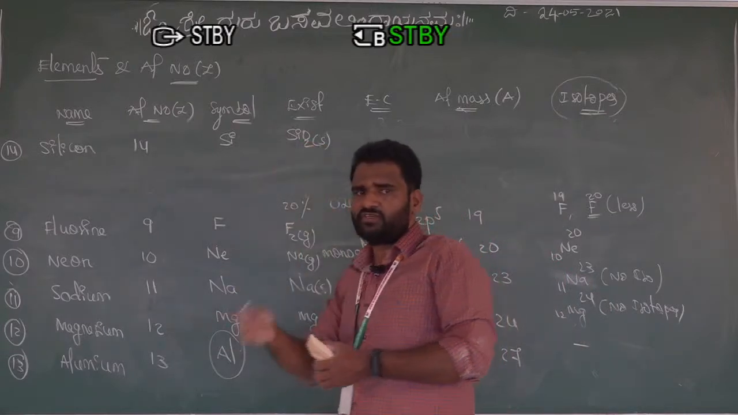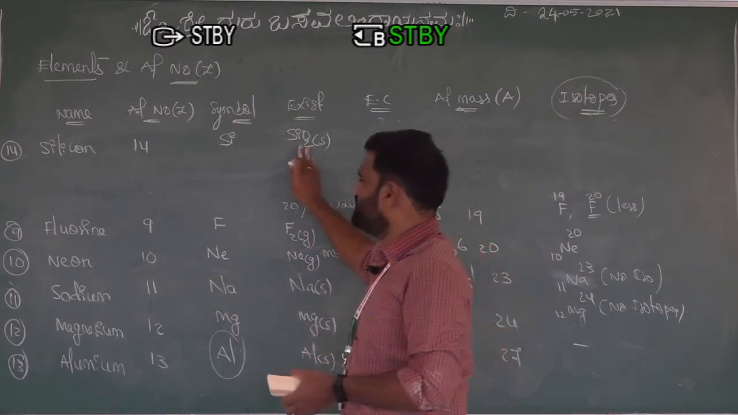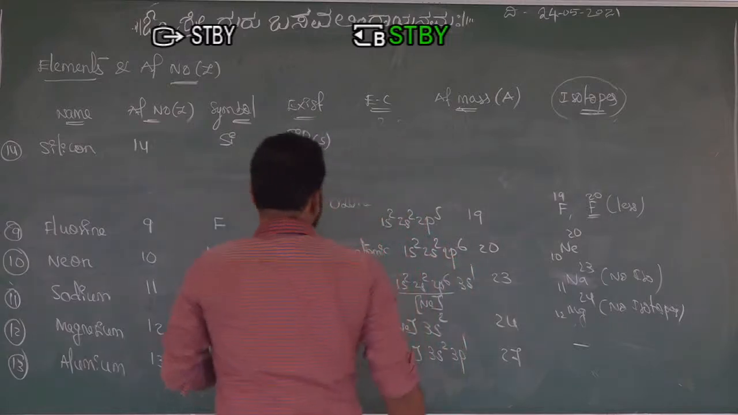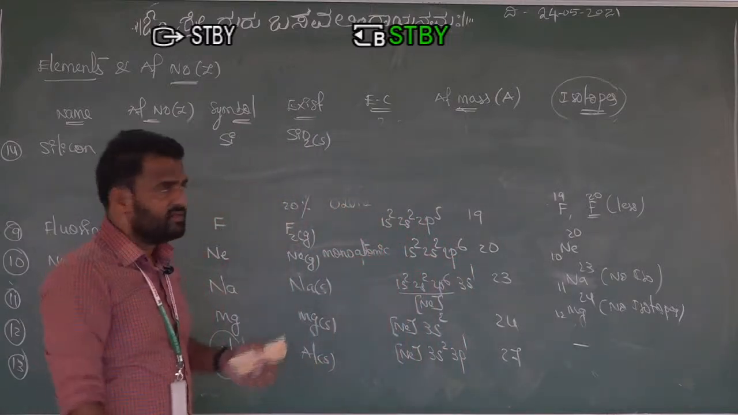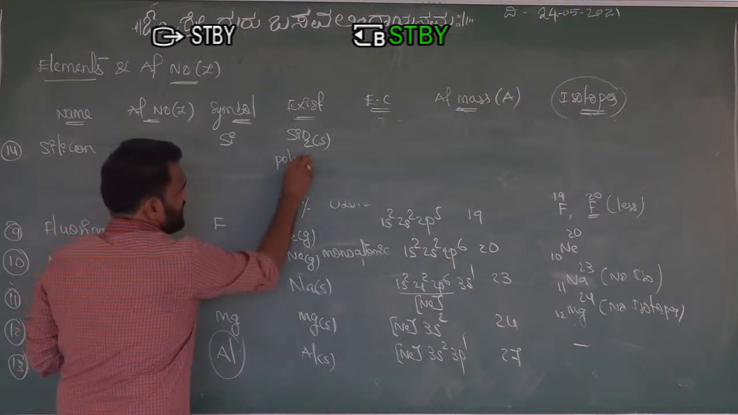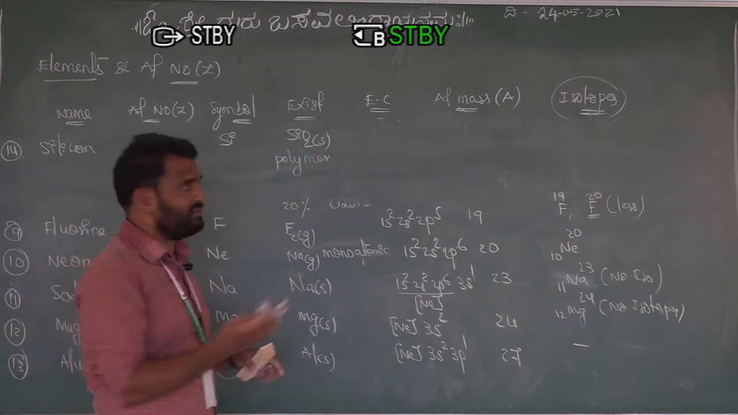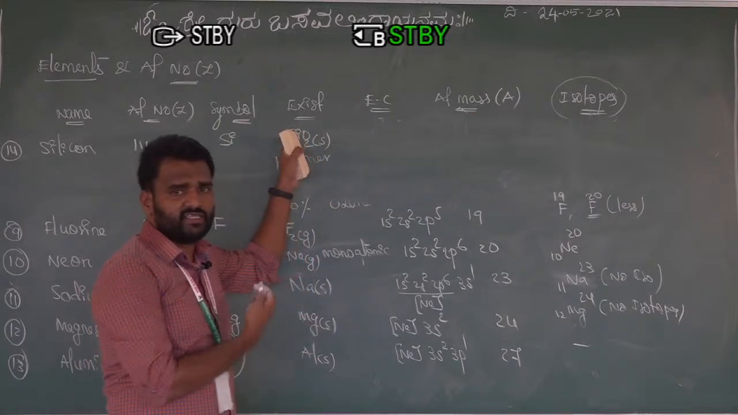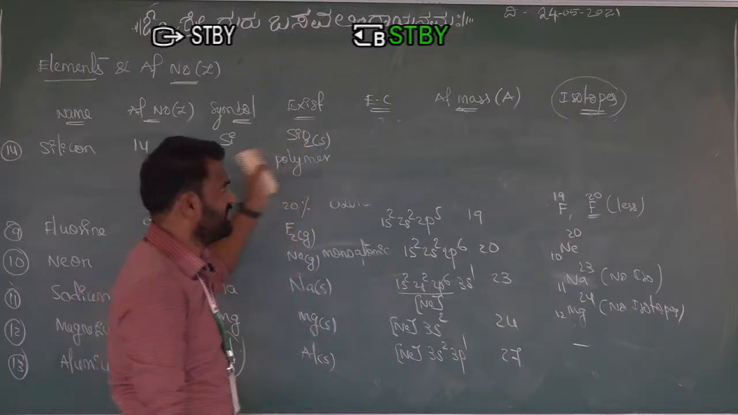What is the formula of sand? SiO2. It is a polymer, not a monomer. SiO2 is a polymer, please remember. Every day you are playing in sand, which means indirectly you are playing in silica. That is sand, and its formula is SiO2. You need to remember this.